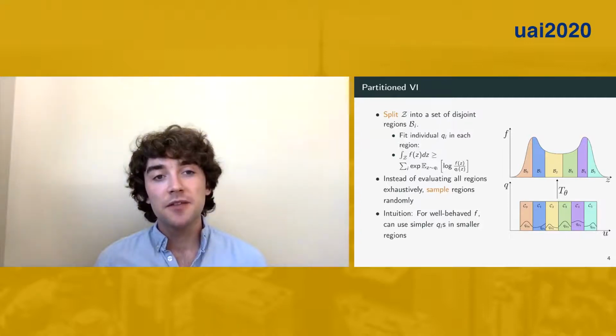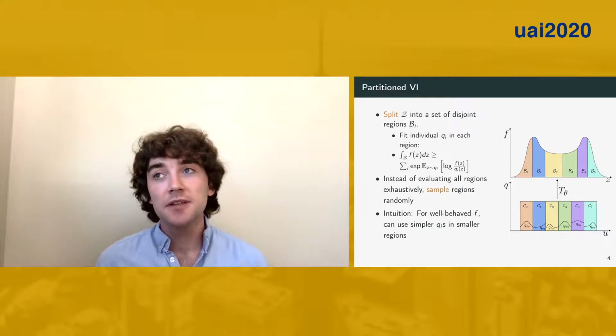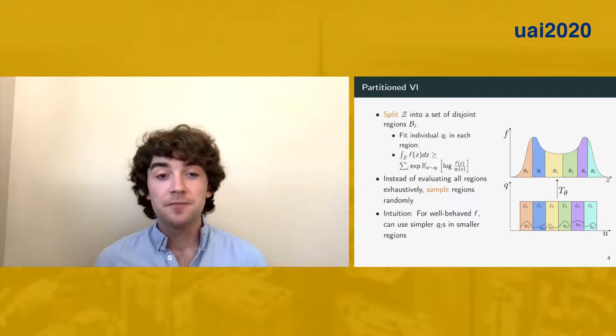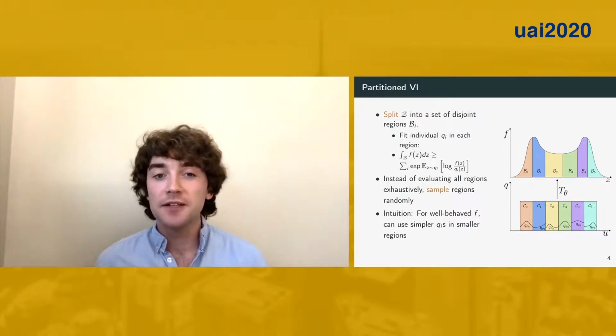So we can see our method as a form of partition variational inference. We split the region, Z, into a set of disjoint regions, B. And what we're doing here is basically splitting the integral up into a sum of integrals over the subregions. In each region, we fit the variational distribution and then form the ELBO, which is valid in each of the subregions, and so by combining them, we get a valid ELBO overall.